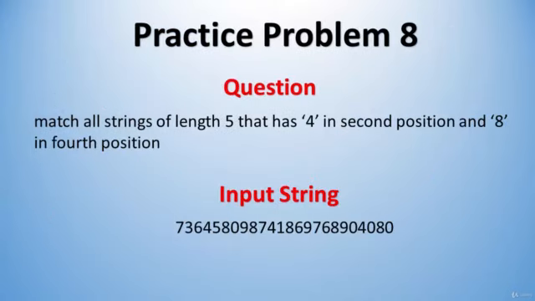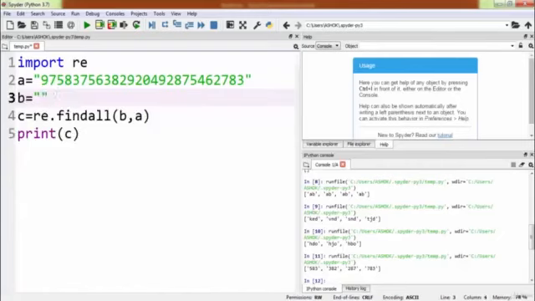So now the question is, we must match the strings of length 5 which have 4 in the second position and 8 in the fourth position. So the pattern is, 4 should be at the second position and 8 should be at the fourth position. So there is no restriction for the first place. So slash d will match any character at the first place and the second digit should be 4. For the third digit there is no restriction and the fourth digit should be 8, followed by the last digit slash d.